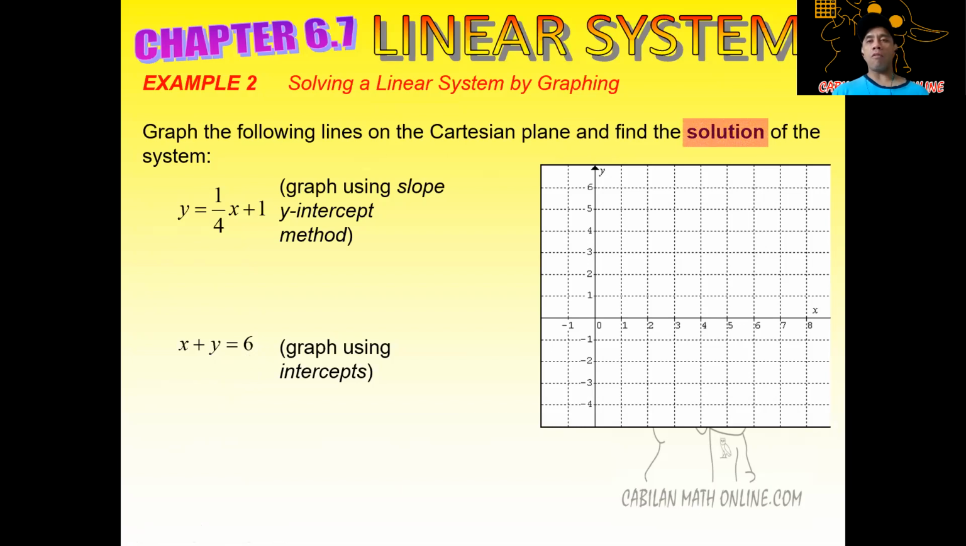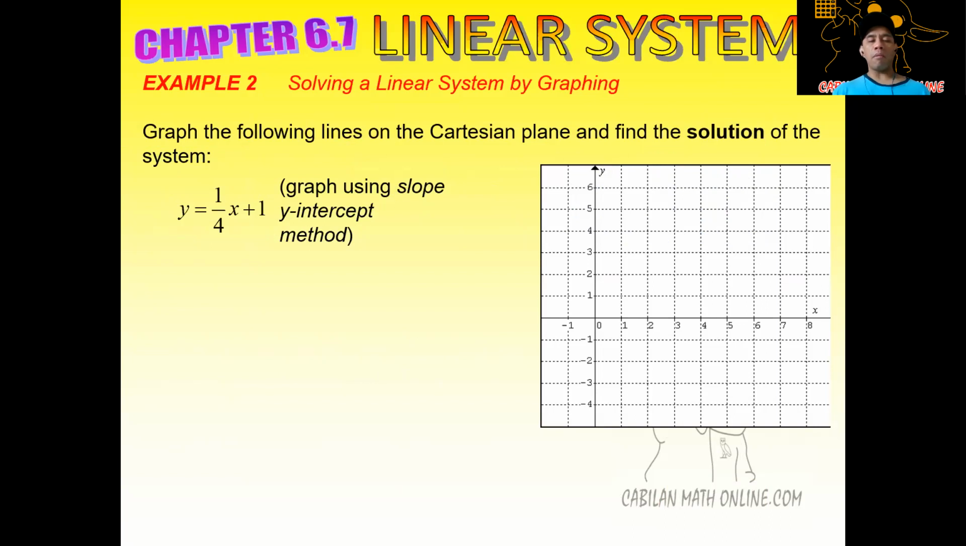In order for us to find the solution, we want to find out where these two lines meet. This is also referred to as the point of intersection, which you'll hear a lot about in grade 10. These words all mean the same thing; they're just worded differently in different contexts. So let's get to it and graph some lines.